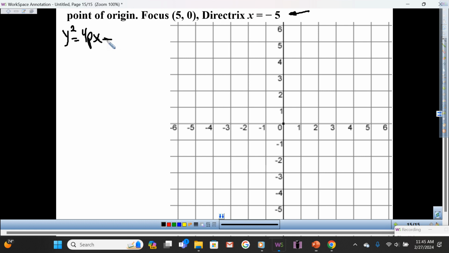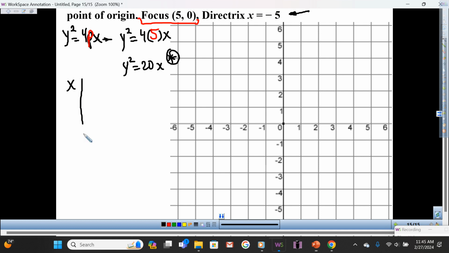And now we're going to substitute what, everyone? Instead of P, what do I substitute for P? Tell your neighbor. Everyone? The 5, right? Okay, so this is y squared equals 4 parentheses x. And instead of P, we're going to substitute the 5. Therefore, y squared equals 20x. Put a little asterisk because we're done writing our equation. Next, we need a table. X, Y.